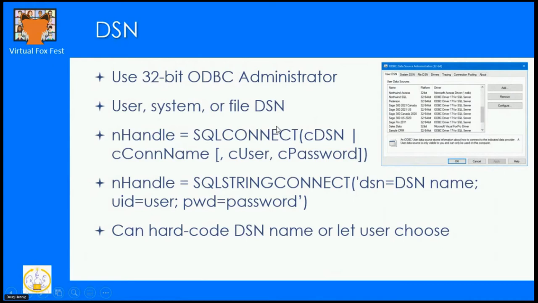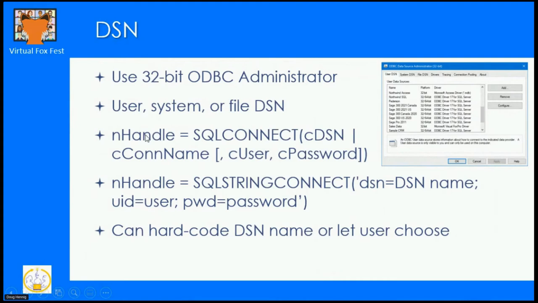So once you've got your DSN created, then you connect to it using the SQL connect function. You specify either the name of the DSN or, because you can define connections in VFP database containers, you can specify a connection that you created in a database container here as well. And then optionally, you specify a username and password. And again, like the SQL string connect, that returns a handle that we'll be using in the future.